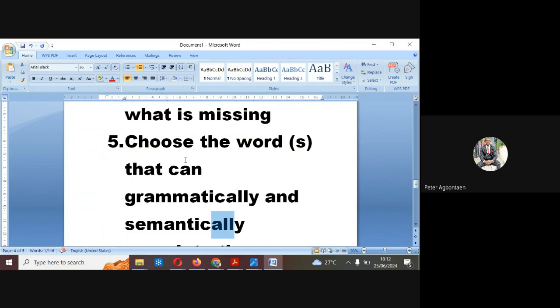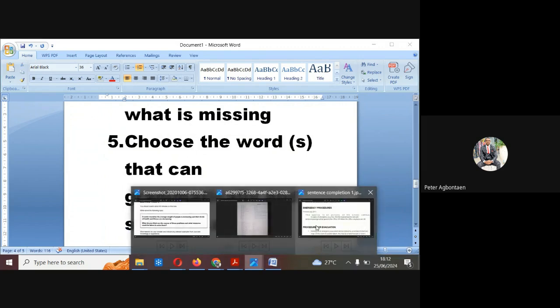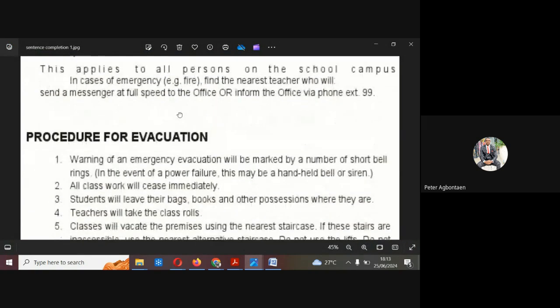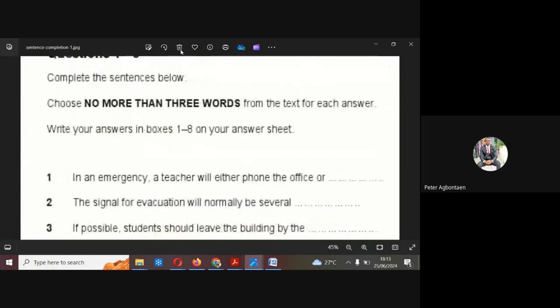And so let's do some practicals. Let's assume, for example, that we chose to pick "to the office" as the answer to this question. Now let's insert it in this context. In an emergency, a teacher will either from the office or to the office. Now you realize that the expression "to the office" doesn't make sense in this context. It doesn't make grammatical sense. So this just cannot be correct.